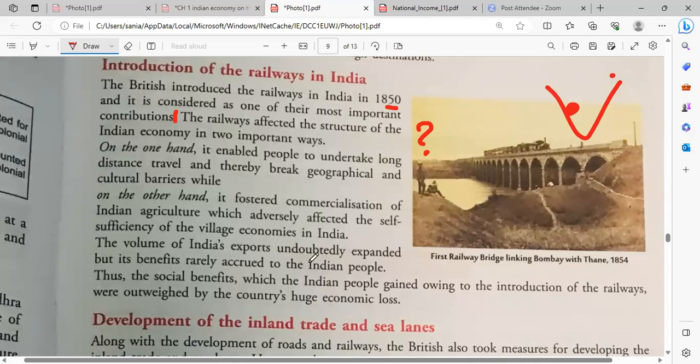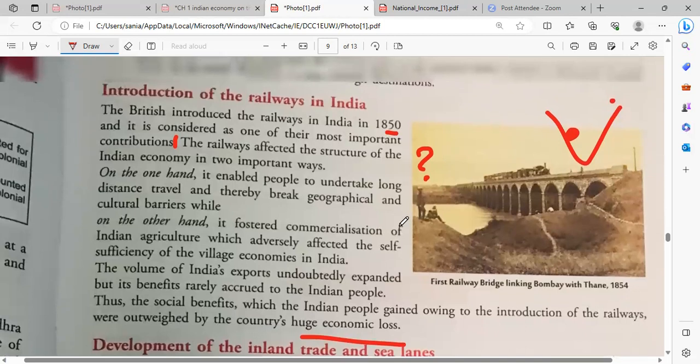The volume of India's exports undoubtedly expanded, but its benefit rarely accrued to the Indian people. Thus, the social benefits which the Indian people gained owing to the introduction of railways were outweighed by the country's huge economic loss. Though the British introduced railways, the biodiversity loss and the ecological loss were all India's. Though it was a good thing and brought something economic to our country, the loss which we faced was very high. Clear?